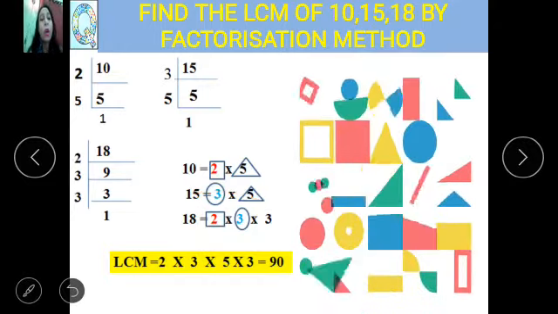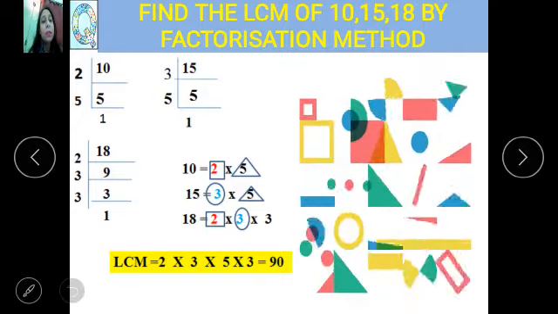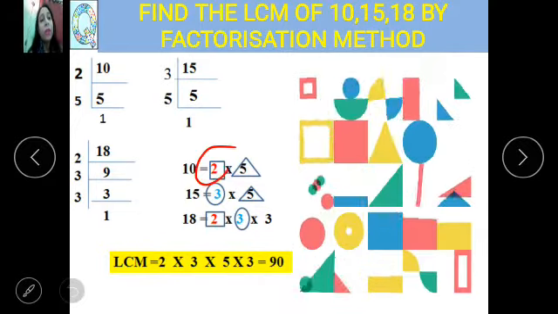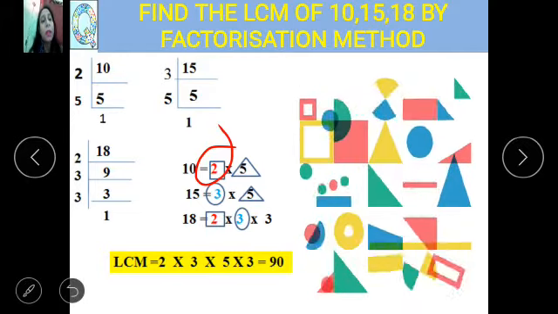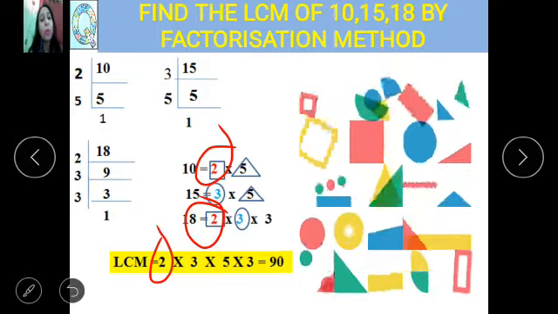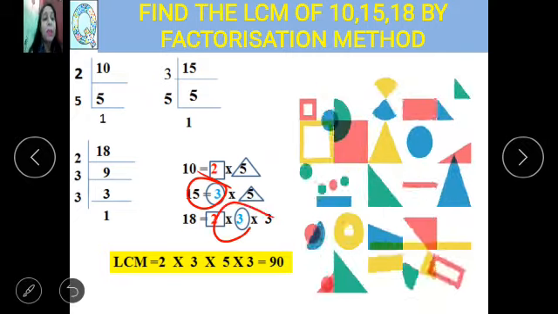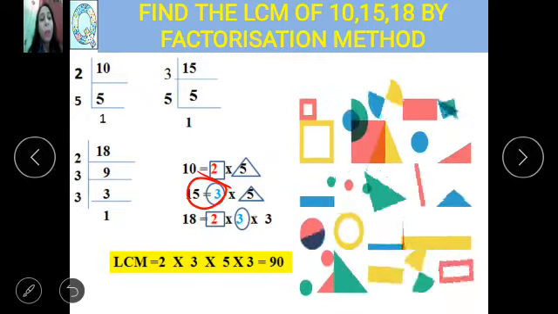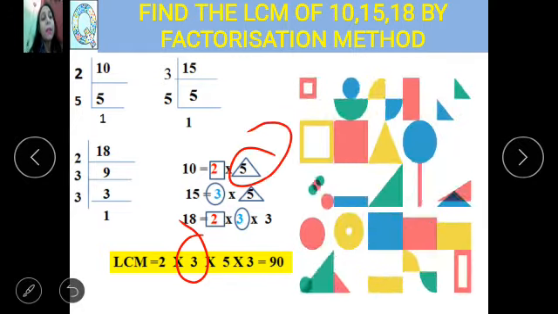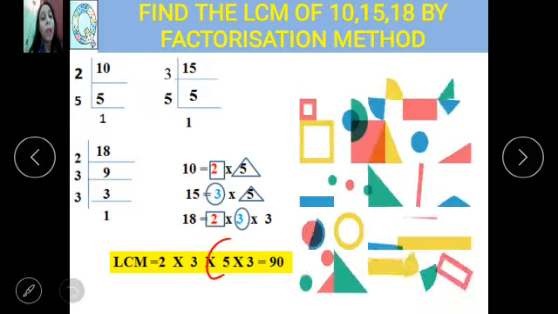So the LCM of 10, 15, 18 is 90. How? You just take the common factors. 2 is present in 10, 2 is present in 18, so I have written over here 2. Like that, 3 is present over here and 3 is present over here, so we take the common factor 3. Like that, 5 is present in 10, 5 is present in 15, so the common factor we write once is 5.